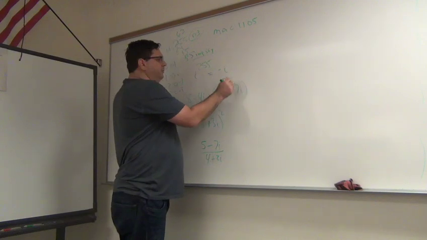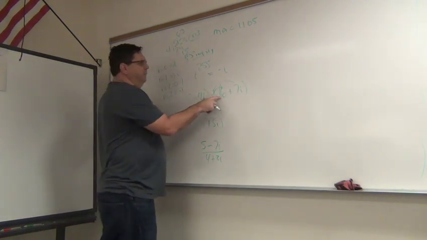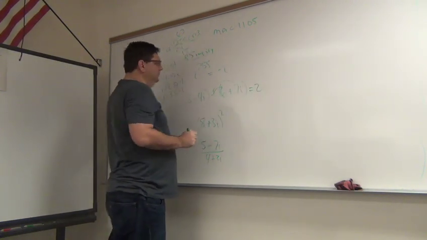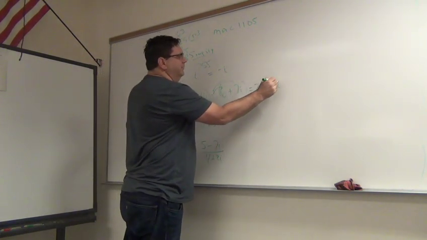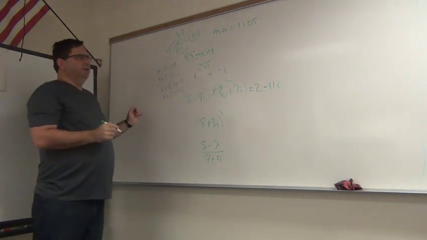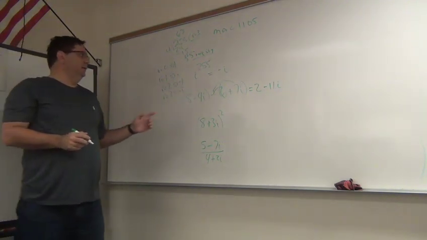This one, you got to distribute the minus sign. 8 minus 6 is 2. -4i minus 7i is -11i. 2 minus 11i.